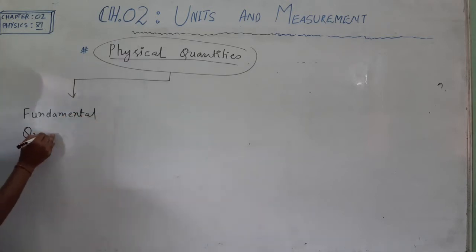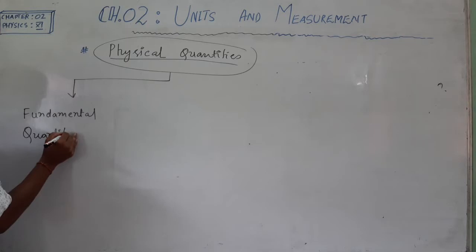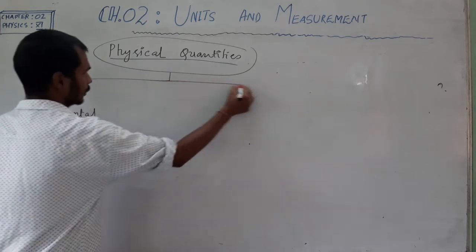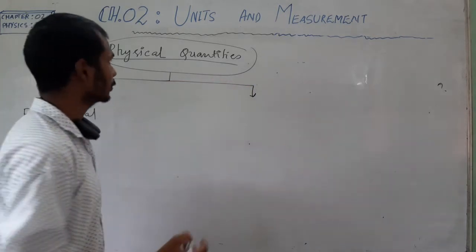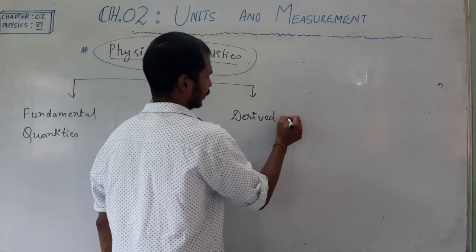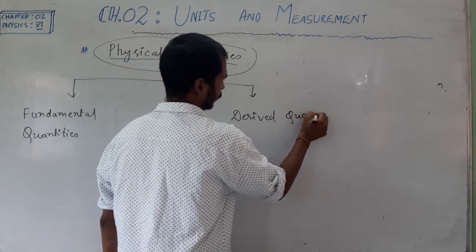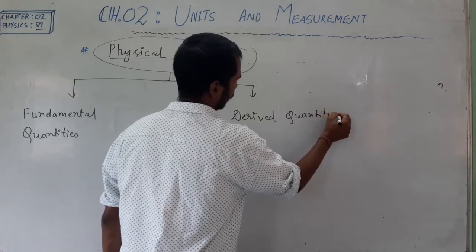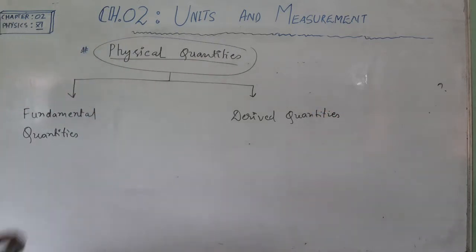Fundamental quantities. Another type of physical quantity is derived quantity. Derived quantities. Okay. So what is fundamental quantity?